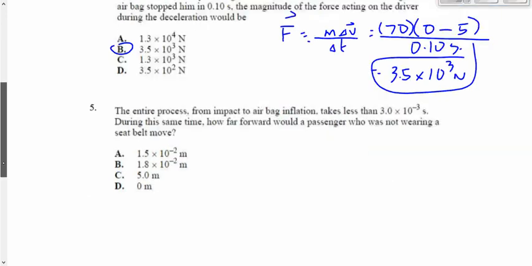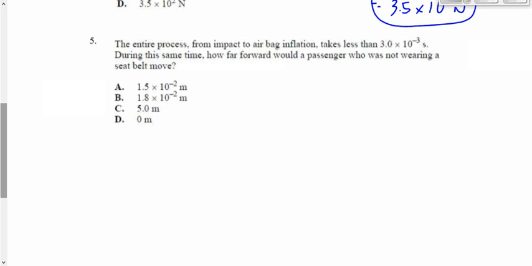Number 5. The entire process from impact to airbag inflation takes less than 3 times 10 to the negative 3 seconds. That's how quick it is. How far forward would a passenger who is not wearing a seatbelt move? Sorry? Well, then you're going to pick C then, right? No, farther. Well, if you don't think the person is going to go through the windshield, which is not a very good airbag if the person goes through the windshield before the airbag inflates, that means the answer is not going to be C, right? What else is the answer not going to be? It's not going to be 0. The person's going to move forward, right? A or B. Let's not make this harder than it has to be.